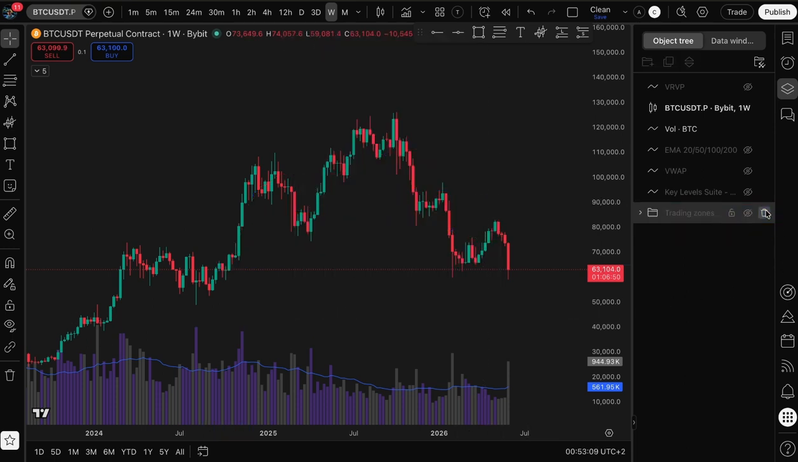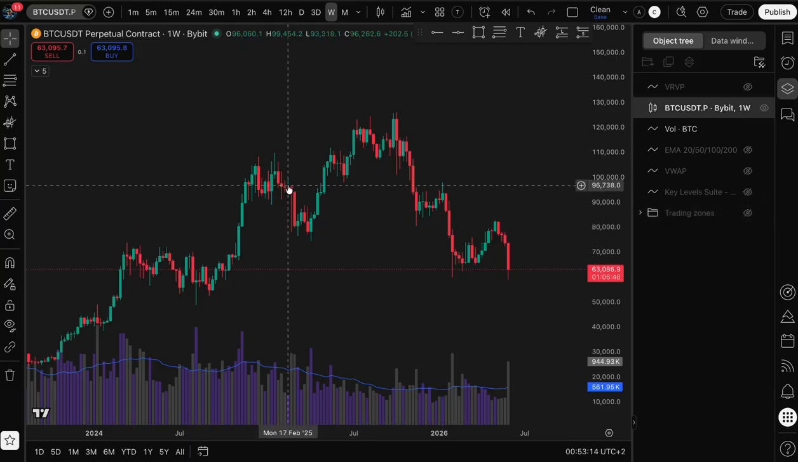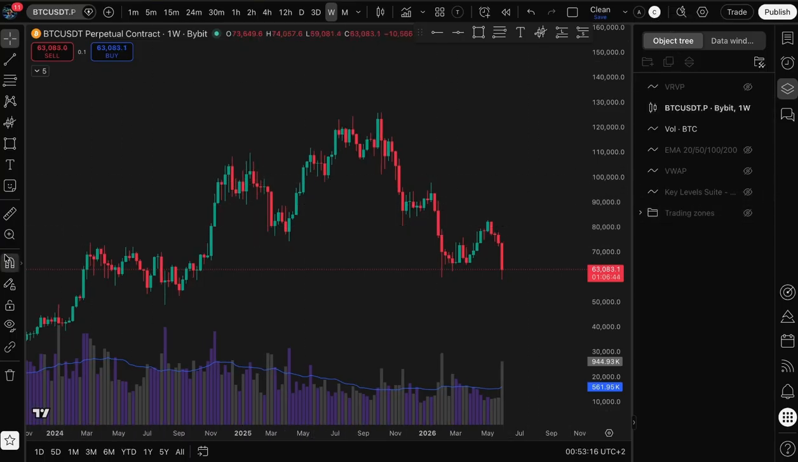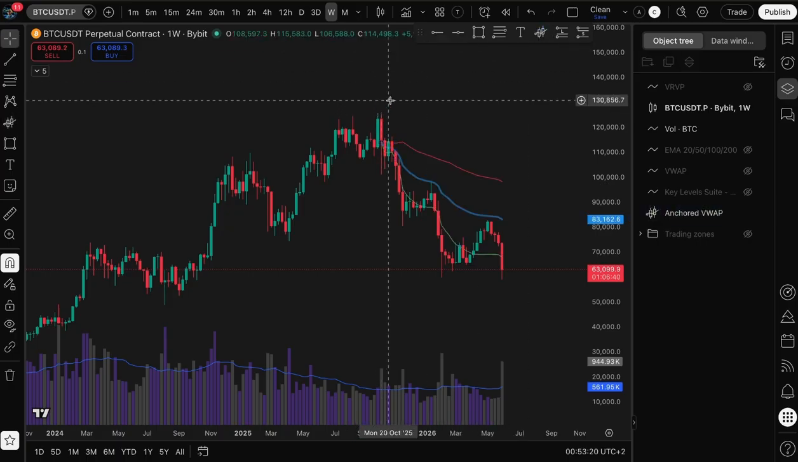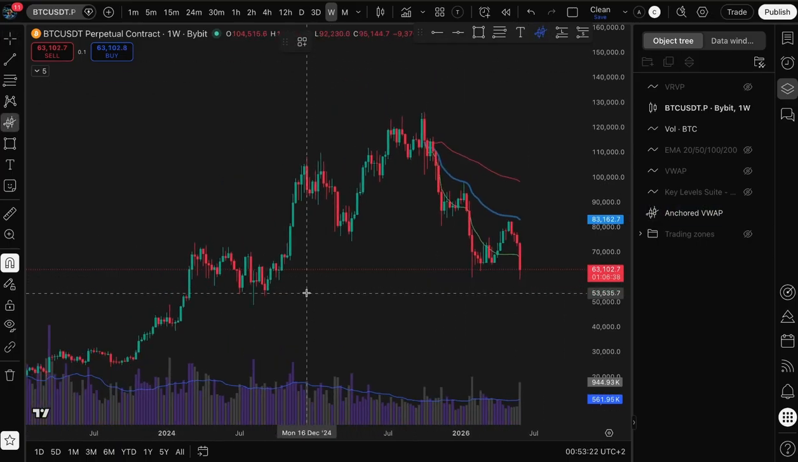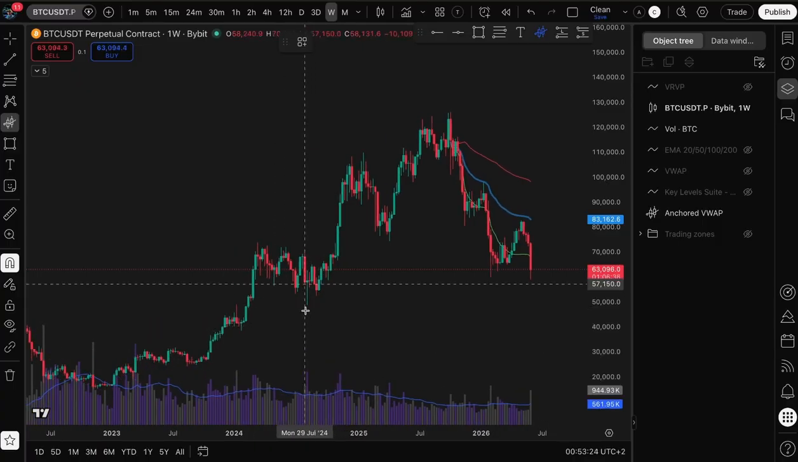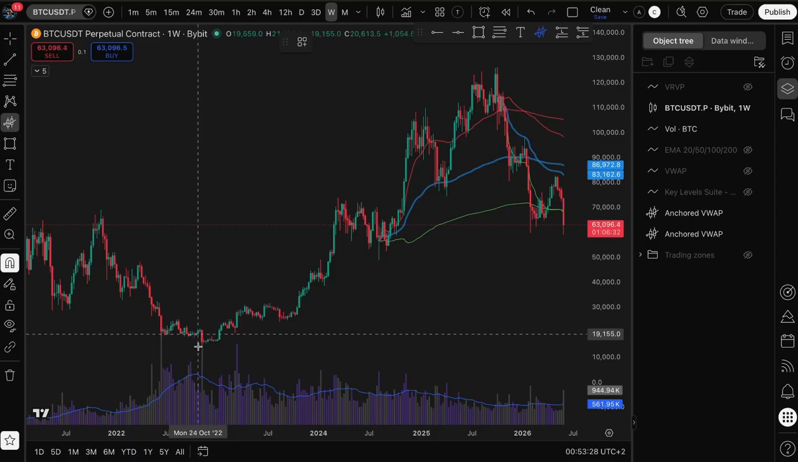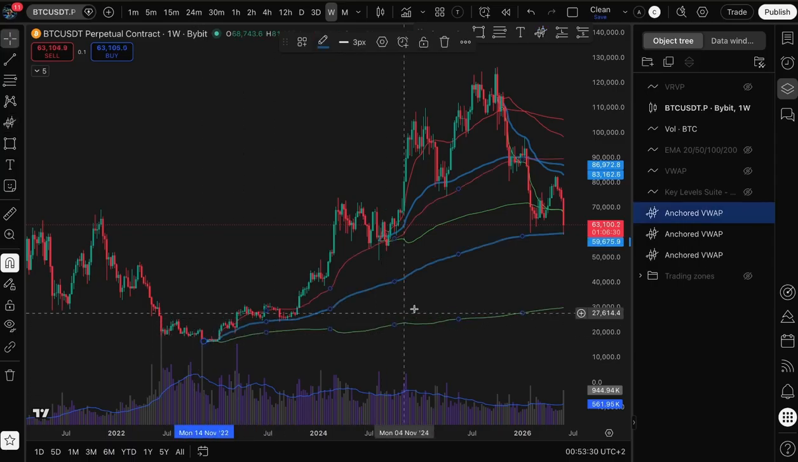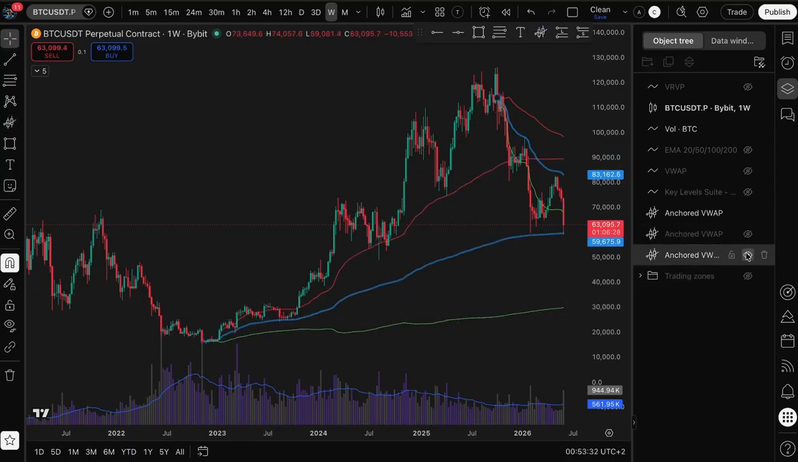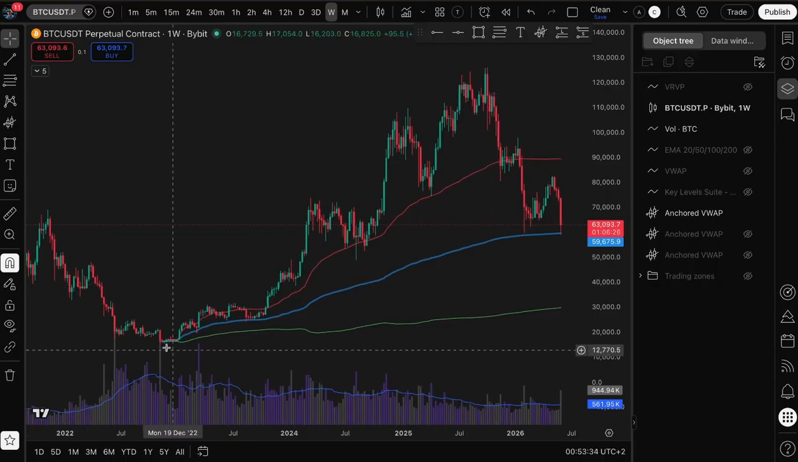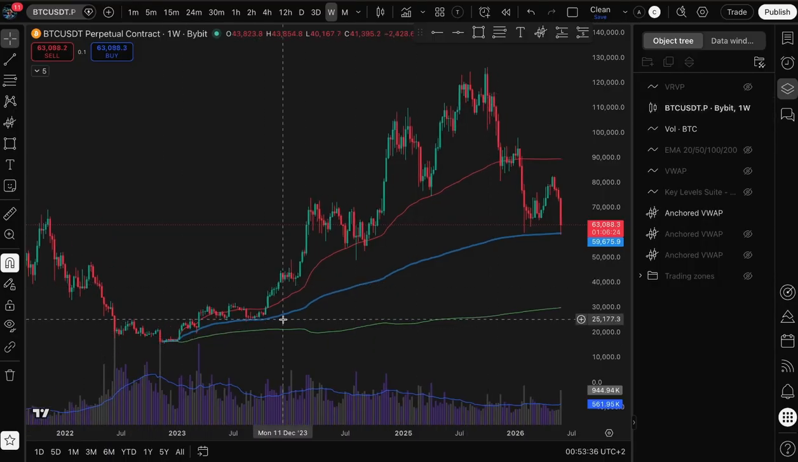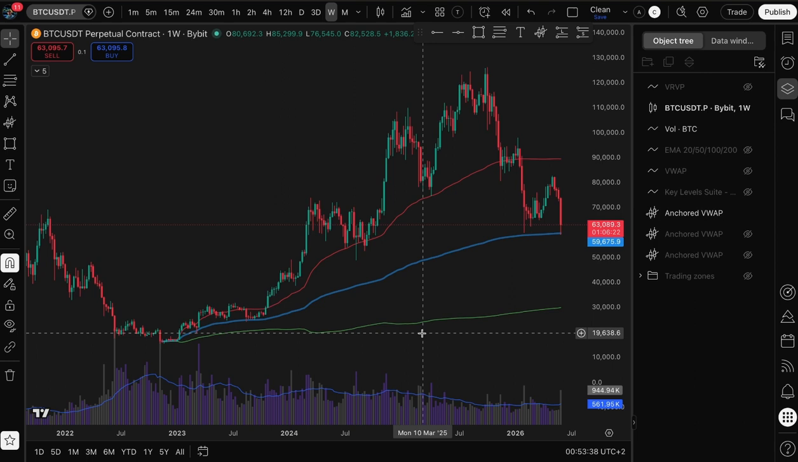So first and foremost, where do you need to draw this VWAP? You can just use the magnet and take it from, for example, all-time highs as reference. You can pull from key lows, maybe this low. You can pull from the bear market bottom, for example. And we can just take the bear market bottom as a start. As you can see, the blue one is the main anchor VWAP. This is the upper band, lower band.